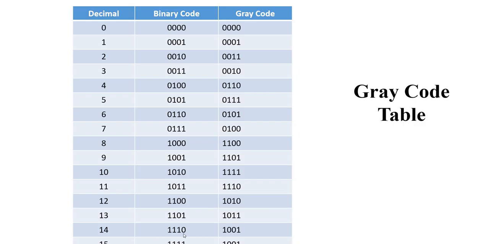This is the gray code table. Okay, just a minute. I will minimize it. Okay, so this is the gray code table which you will get after converting binary to gray code. Here for 0, it remains same. For 1, binary code is 0001. So gray code is also same. For decimal 2, binary is 0010, and for gray it will be 0011, and so on up to 15.